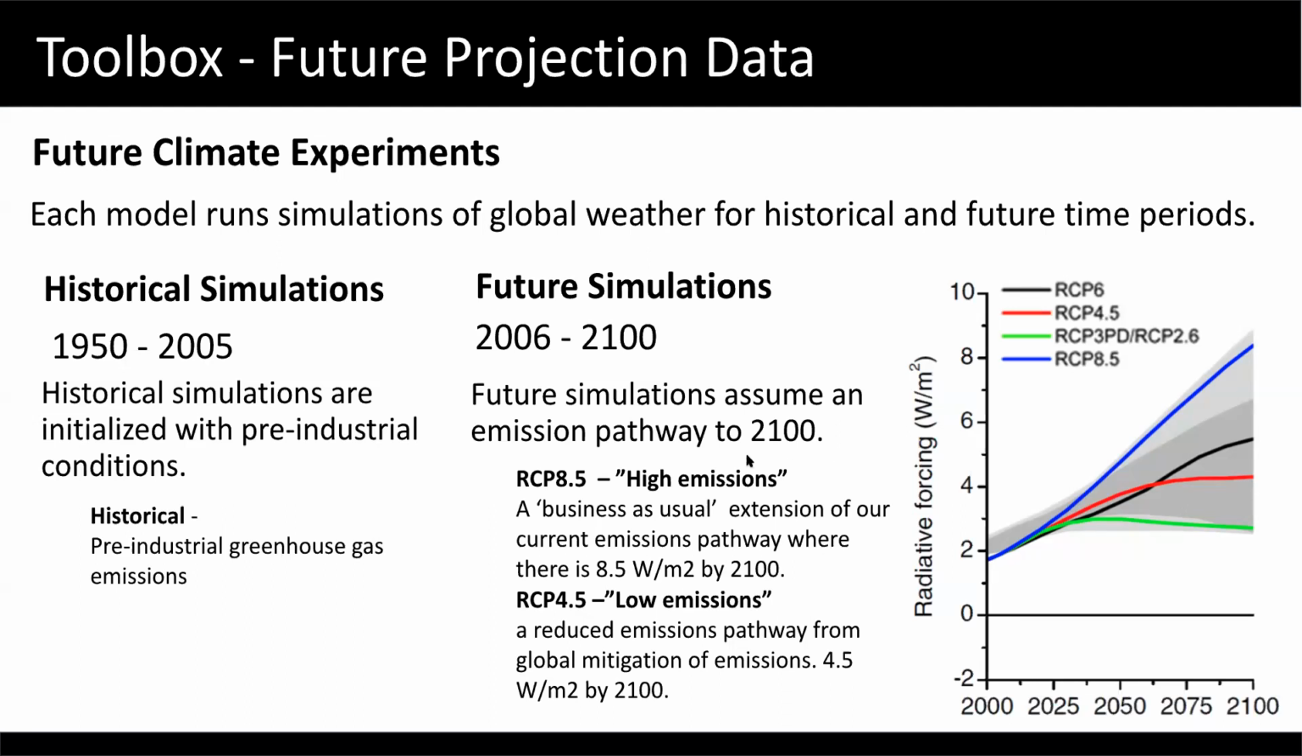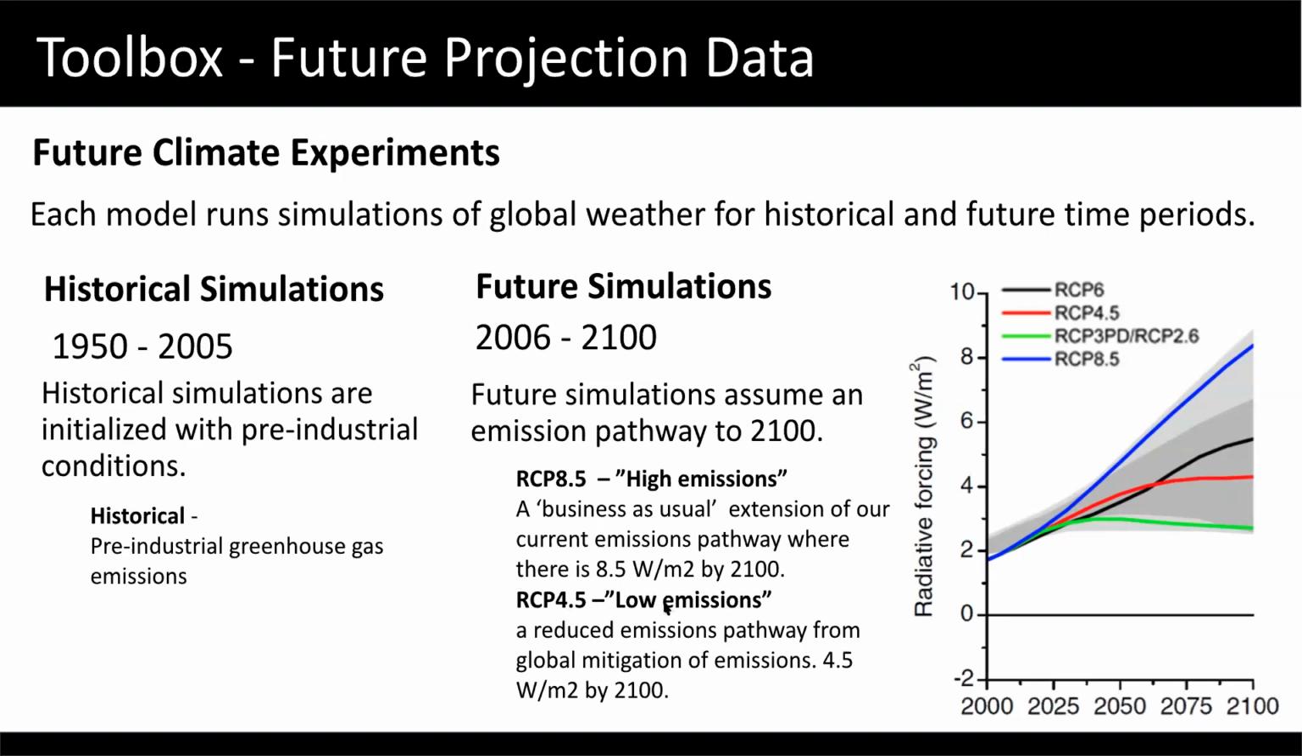So for example, there were 4 key emission scenarios labeled RCPs. RCP is representative concentration pathway. There was an RCP 2.6, 4.5, 6.0, and 8.5. And for example, RCP 8.5 was a high emission scenario to get to 2100. It's a business as usual extension of our current emission pathways, where it achieves 8.5 watts per meter squared by 2100. So the 8.5 is where it ends up going with radiative forcing by 2100.